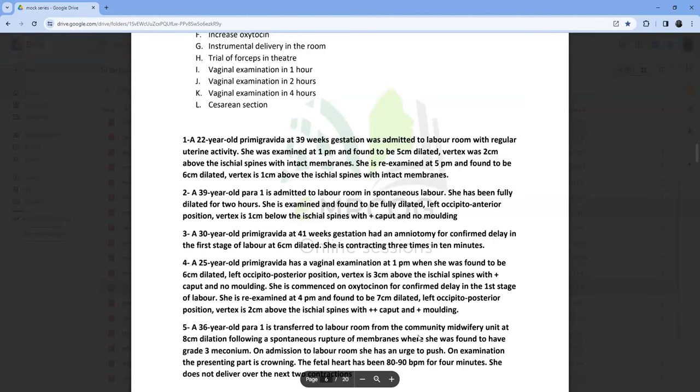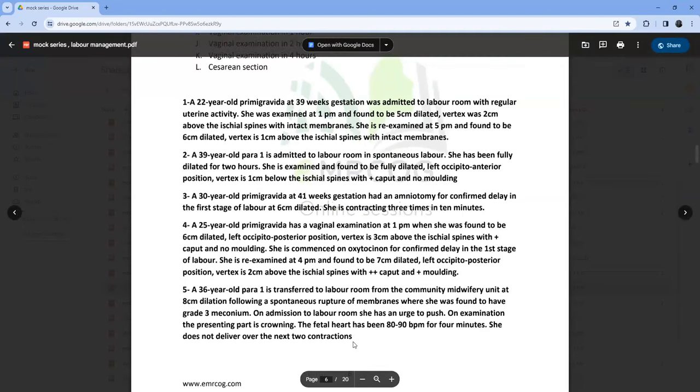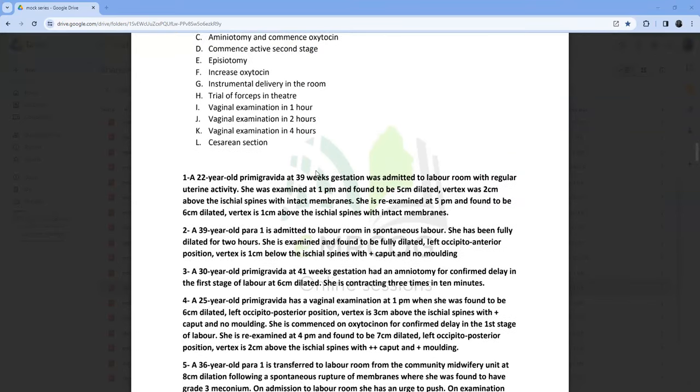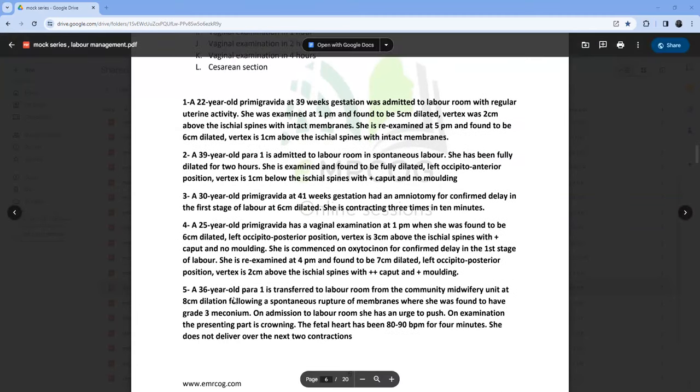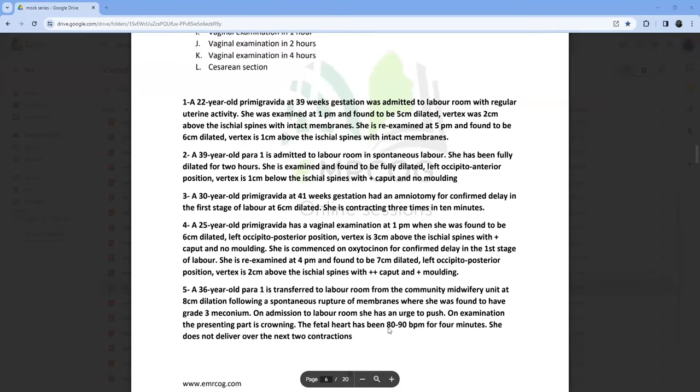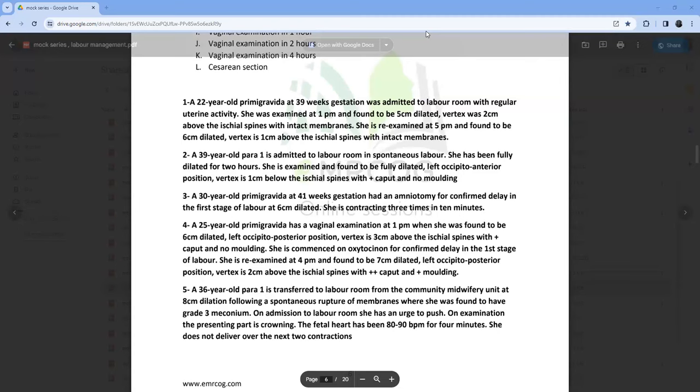We have the case transferred to the labor room from the community midwife at 8 cm dilatation following spontaneous rupture of membranes, found to have grade 3 meconium. On admission, she had an urge to push. On examination, the presenting part is crowning. The fetal heart has been 80 to 90 for 4 minutes. She does not deliver over the next 2 contractions. So what are you going to do? You'll give an episiotomy. This is a crowning head, right? She is coming into labor, she's pushing, the head is already crowning. So just do an episiotomy and that's it. Let's move to the next question.